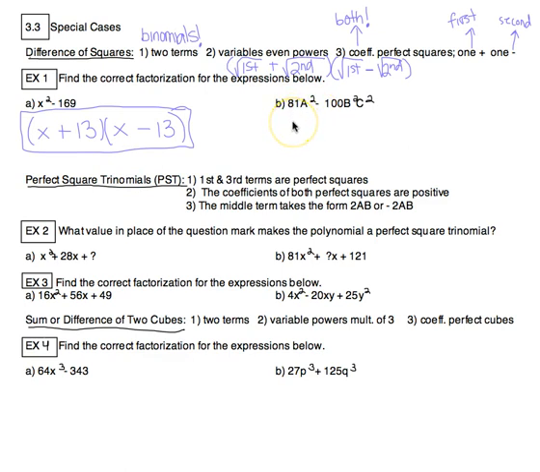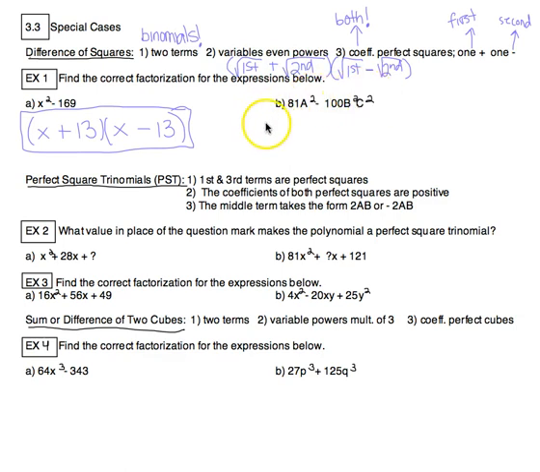Now let's look at B. So we go through the checklist. Does it have two terms? 81a squared is a term. 100 b squared c squared is a term. So yes, binomial. Do I have even powers?